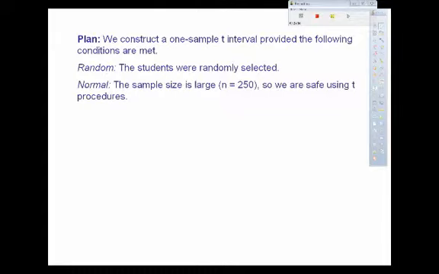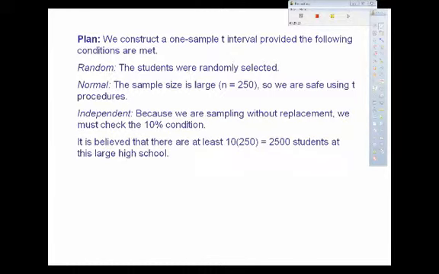We need a plan. We construct a one-sample t interval provided the following conditions are met. Remember, we have to watch those conditions. Random: the students were randomly selected. Normal: the sample size is large, equal to 250, so it's safe to use t procedures. Independent: because we are sampling without replacement, we must check the 10% condition. It is believed that there are at least 10 times 250, or 2,500, students at this large high school.